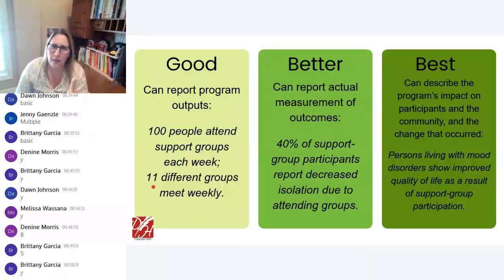like you said in that chat box earlier, what were those awesome evaluation results from the conference? Those point towards the impact. And what's even better than better is our best. Those three blocks of text combined, if persons living with mood disorders show improved quality of life as a result of support group participation, that is the ultimate result of what was described in the theory of change. So how would we be able to tell a grant maker that was what happened?